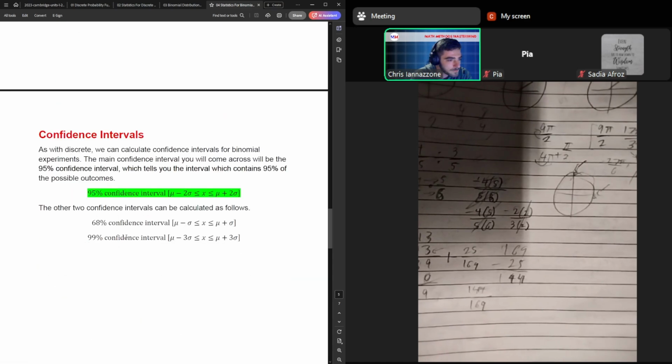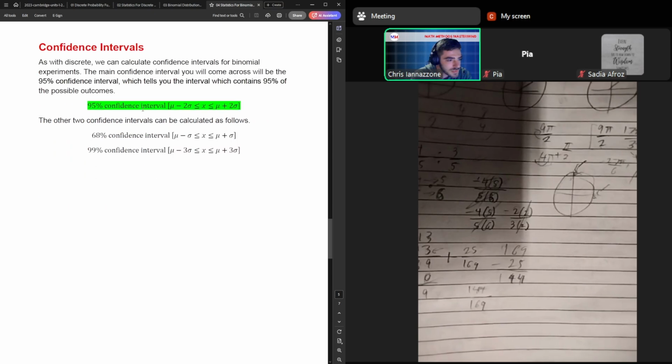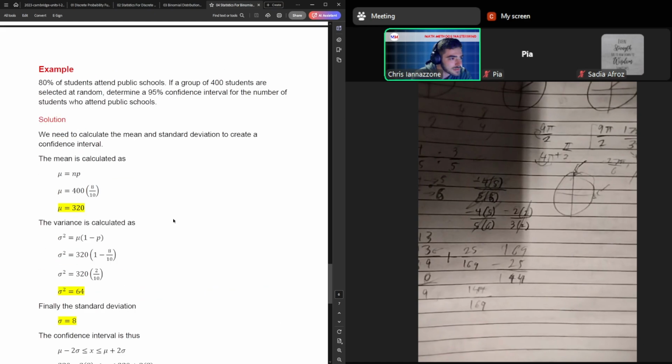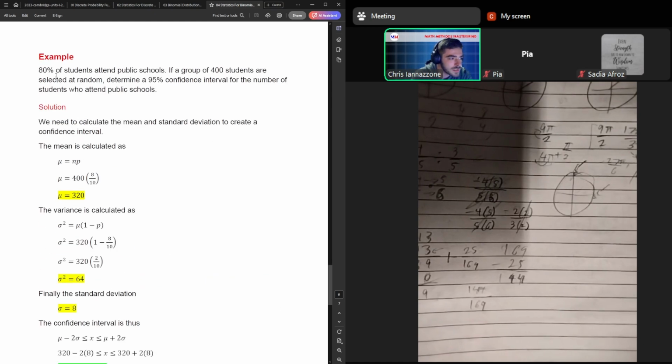Yeah. And then again, confidence intervals. Nothing's changed here. Still plus minus the same number of standard deviations that we've talked about from before. Maybe this one will make a bit more sense. Yeah, look at that. Here we go. An actually nice one. So, 80% of students attend public schools. We have a group of 400 people. We want a 95% confidence interval. So basically, I want to be 95% confident that some random group of 400 students is going to be, like, how many of those are roughly going to be at a public school.